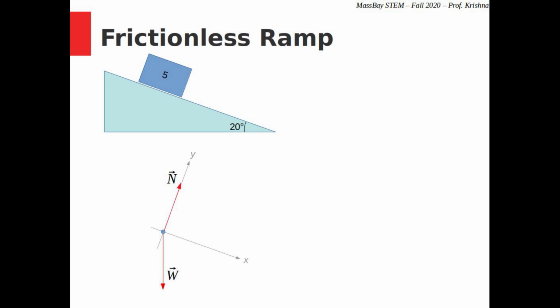The way we've drawn it, the positive x-axis points down the ramp, and the positive y-axis points perpendicular to the ramp.